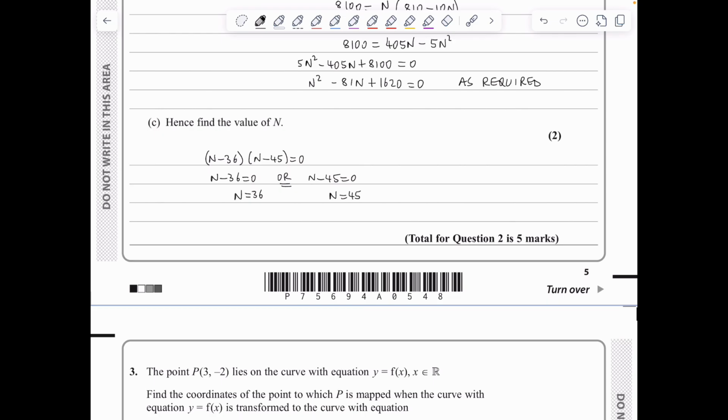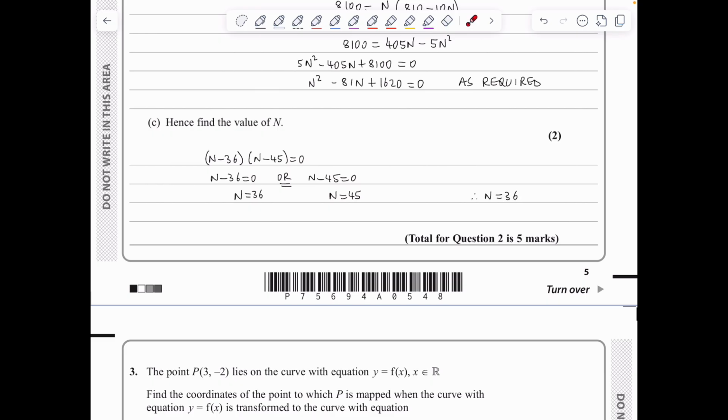Now both of these are solutions to this quadratic, but we only need to pick the earliest solution because the loan will be fully repaid in the first 36 months. There is no reason to wait for 45 months, so I need to conclude that capital N is equal to 36.